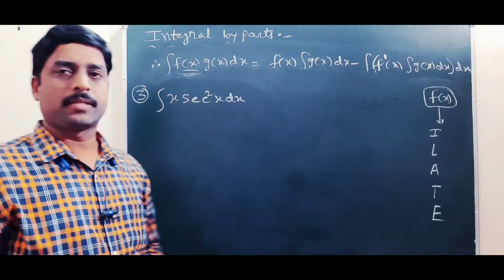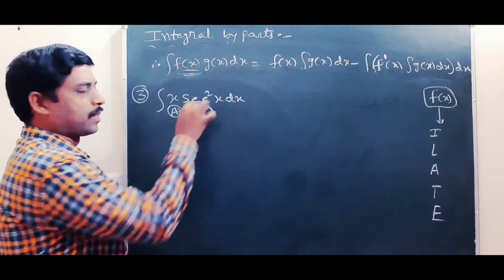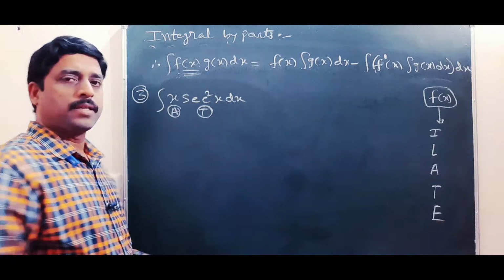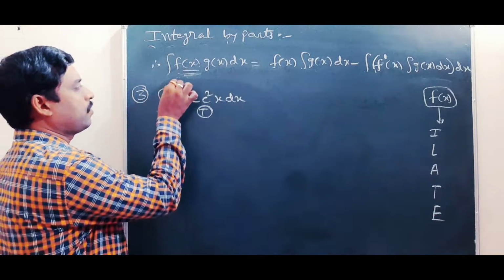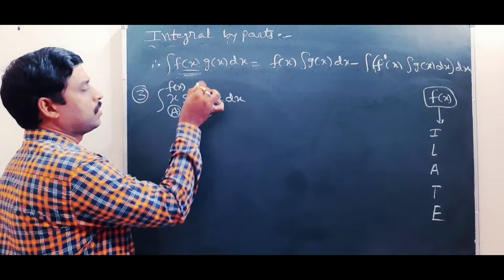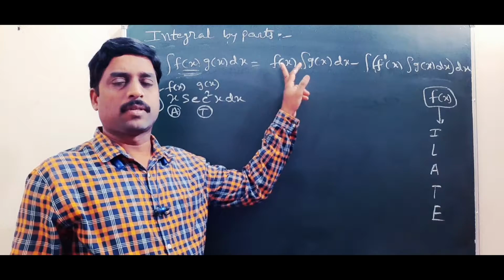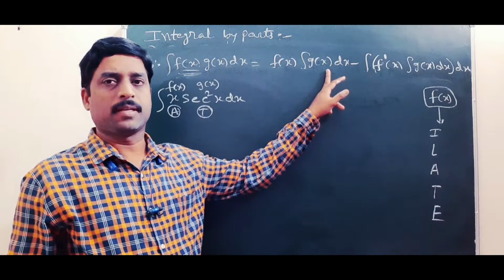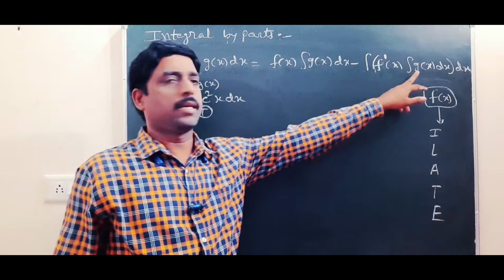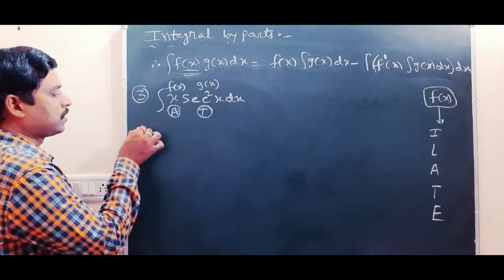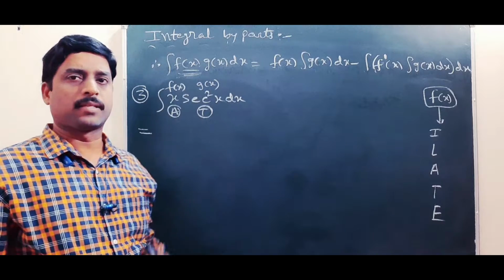Integral x secant square x dx, where x is an algebra function and secant square x is a trigonometry function. Which function comes first from this order? The algebra function. So let us take f of x as the algebra function and g of x as the trigonometry function. What is the formula? F of x, the first function, into the integration of the second function, minus the integration of the derivative of the first function into the integration of the second function.